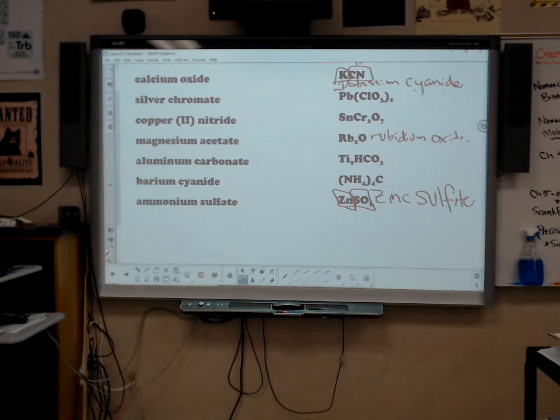And check your charges. This is a 2 plus, and that's a 3 minus. Charge, symbol, charge, cross them down. Do I draw it up here? Yeah, for right now, just do like a rough draft. So it's Cu2 plus, and N, what's the charge of nitrogen by itself? 3 minus. Now cross them down so that you can get the right subscript number.